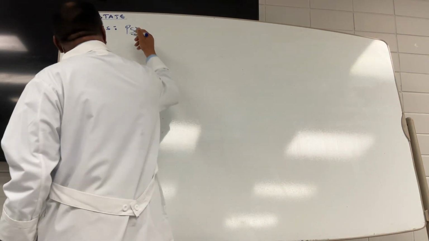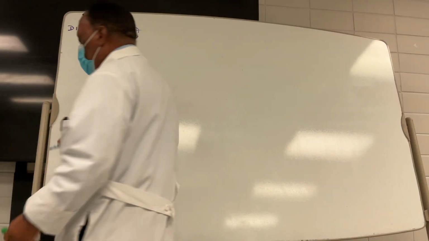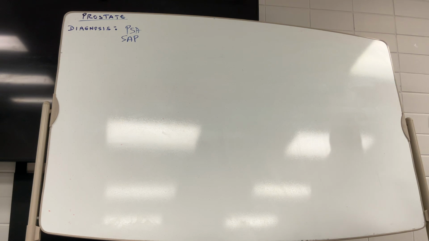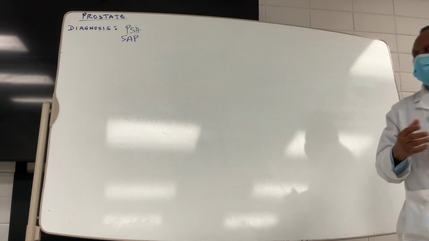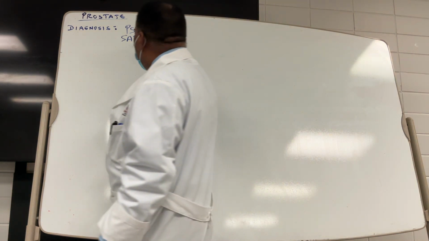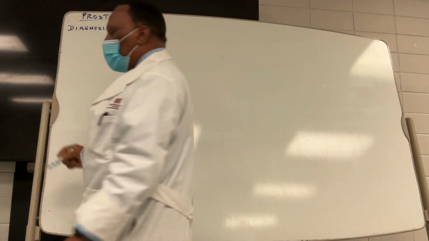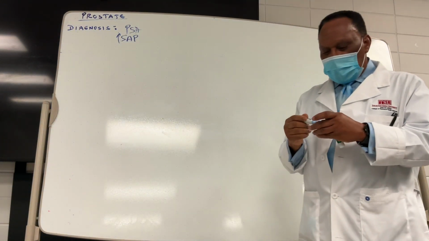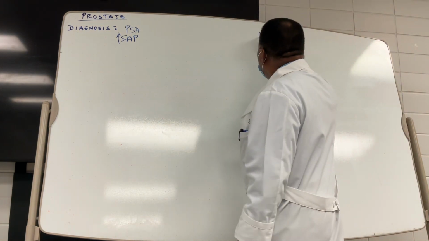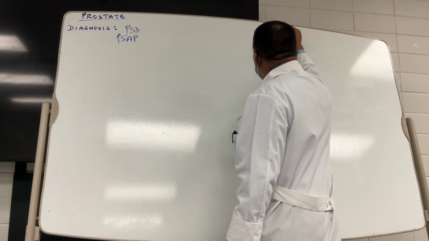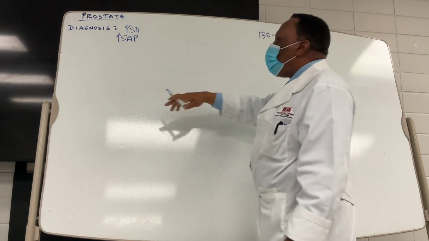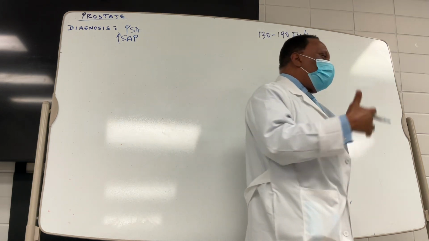Okay. We can also look at your SAP, which will be your serum alkaline phosphatase. In prostate cancer, the SAP will be elevated. Okay. So if you're talking about like 130 to 190 international units per liter of SAP, that would be suggestive of prostate cancer.